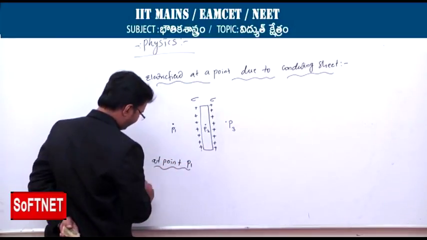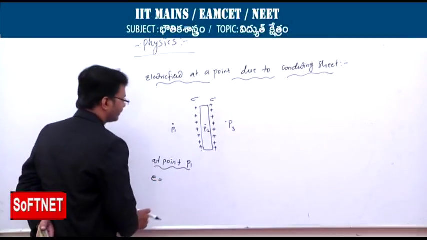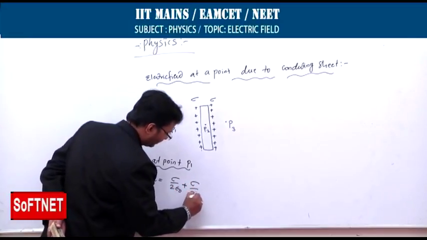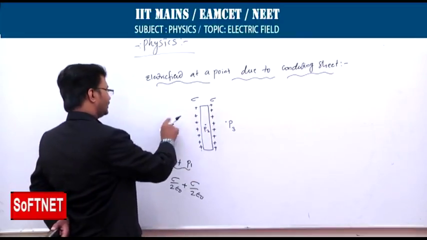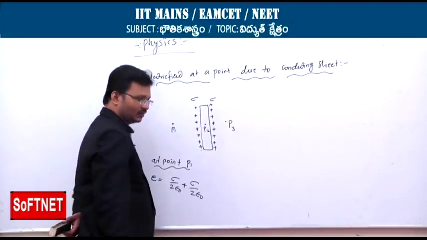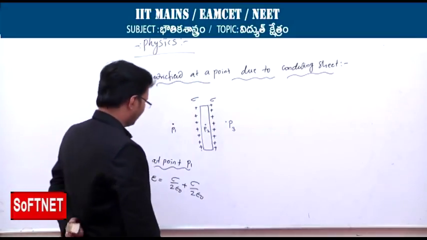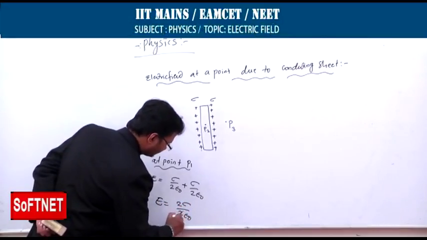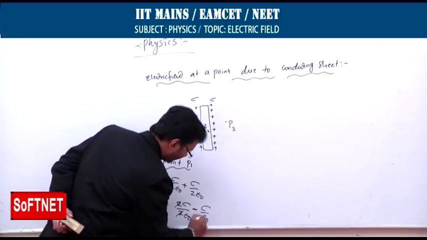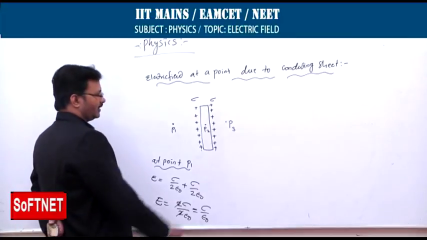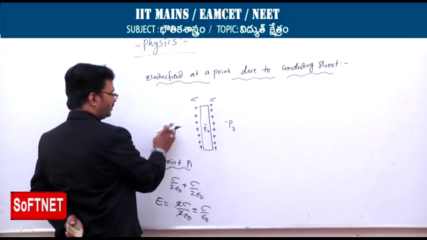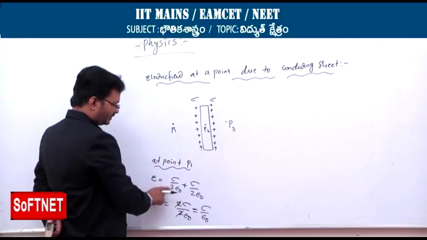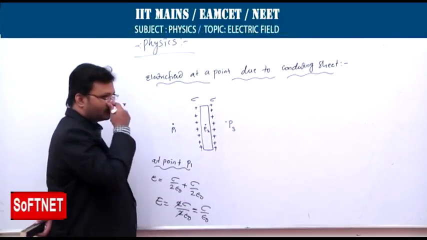Now, we discuss the electric field at these points. At point P1, E is equal to sigma by 2 epsilon naught plus sigma by 2 epsilon naught. Due to this side sigma by 2 epsilon naught, due to this side also sigma by 2 epsilon naught. Then E is equal to 2 sigma by 2 epsilon naught, the 2 cancels, then sigma by epsilon naught. It is not two sheets, it is only a single sheet. Since it is a conducting sheet, we take sigma by 2 epsilon naught plus sigma by 2 epsilon naught.